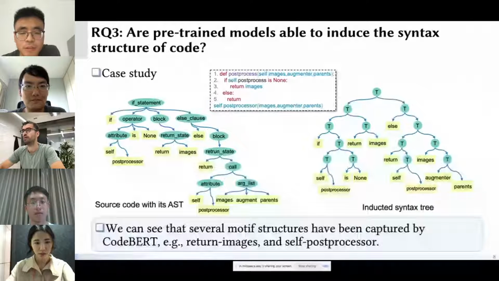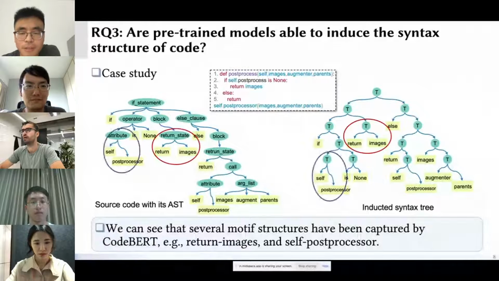Our experiments show that the pre-trained model can learn some syntax structures of source code.